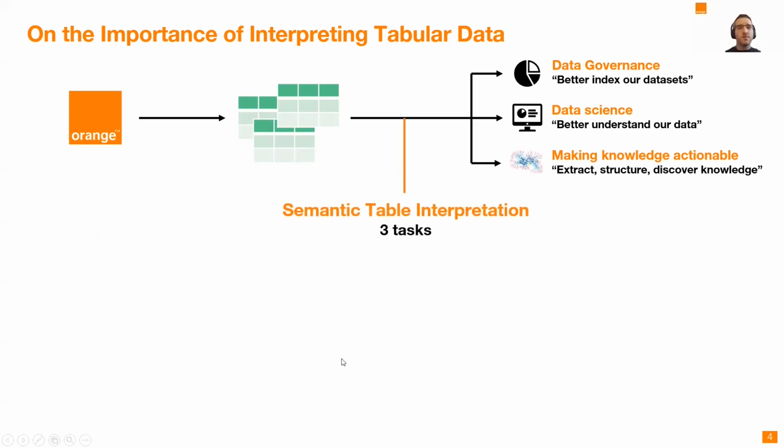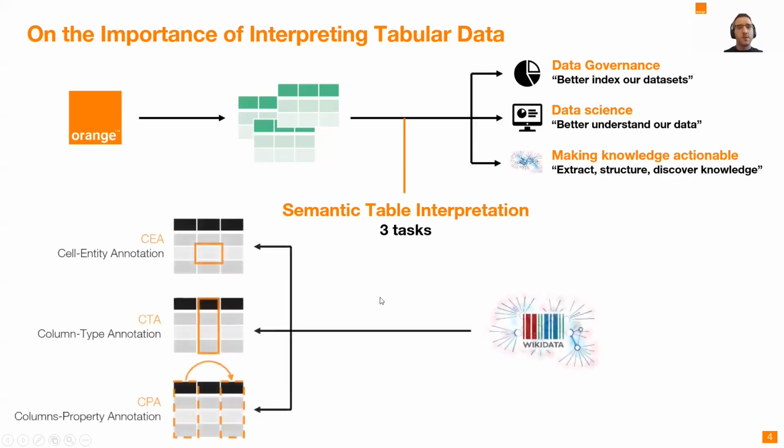And so to unlock these use cases and interpret tables efficiently, we use so-called semantic table interpretation techniques with 3 main tasks as defined in the literature. The first one is CEA, to associate each cell of a table with an entity of the target knowledge graph. So we are using mostly Wikidata and DBpedia. Then the CTA is about to type each column with the concept of the knowledge graph. And finally, CPA is to identify properties between table columns.